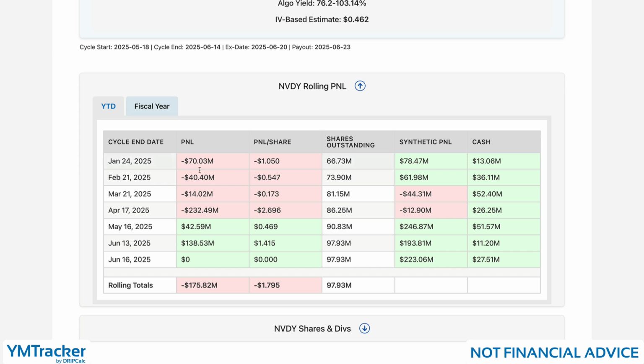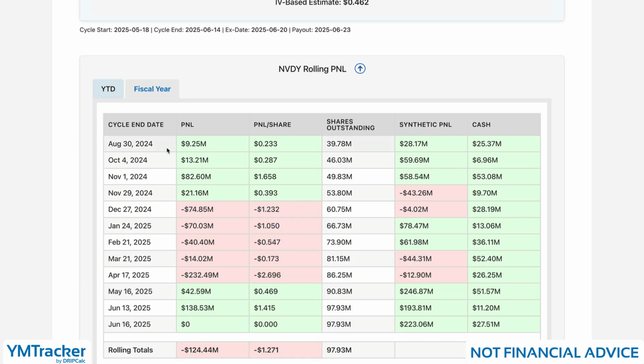What's really important is how much money they have earned or lost year to date. Okay, they lost $176 million, and per share, the per share amount is based on the latest outstanding shares. It's not some of these numbers right here. But basically we take the final rolling PNL total and divide by the number of outstanding shares currently, and we get PNL per share year to date.